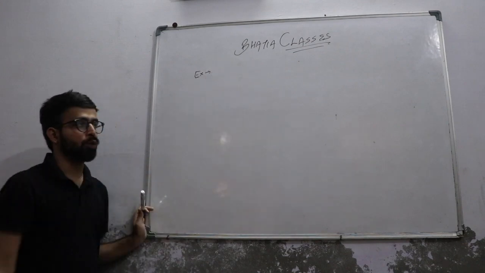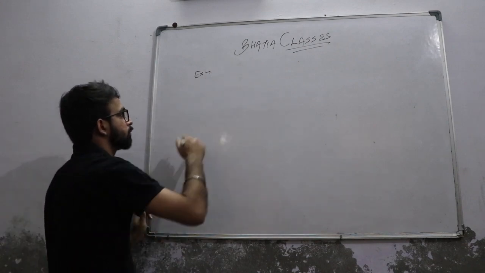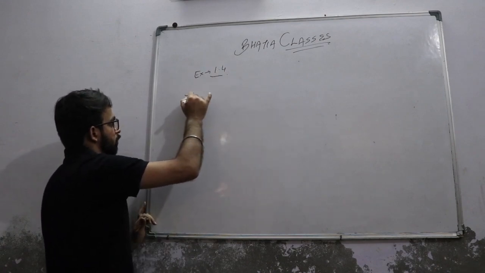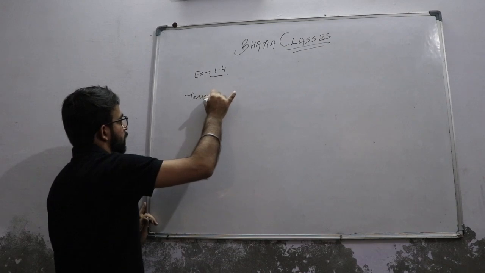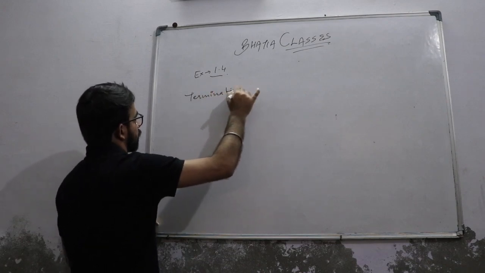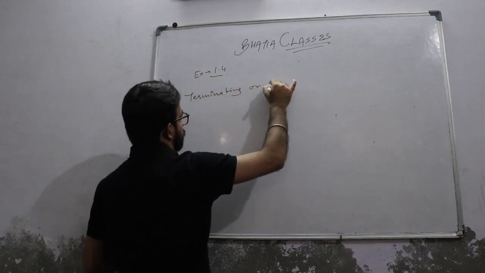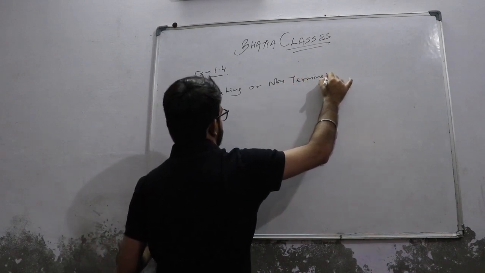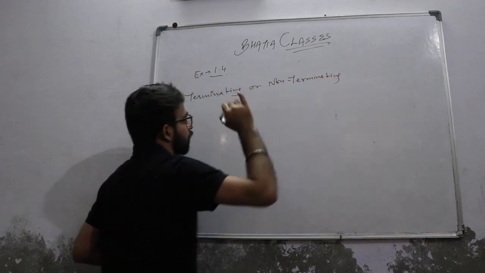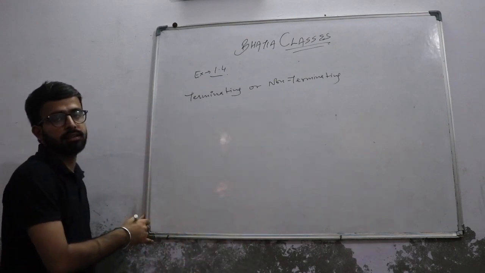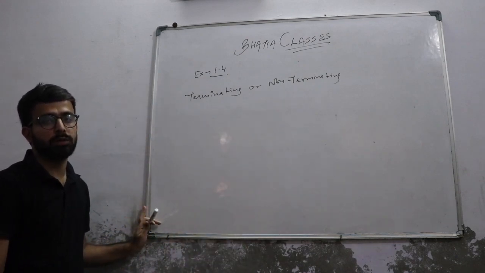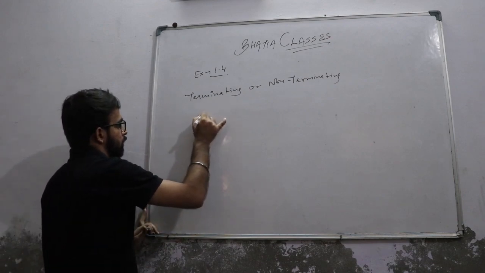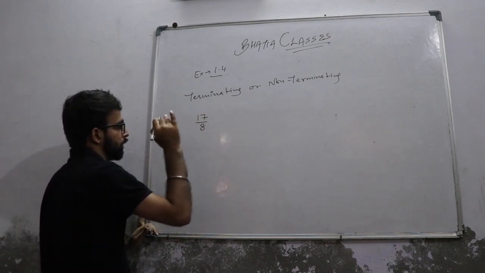Exercise 1.4, based upon terminating or non-terminating decimals. You have studied in class 9 about repeating and non-repeating decimals. Let me show you with an example. I am writing here 17 by 8.